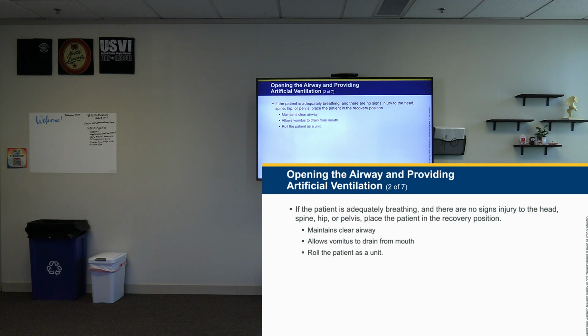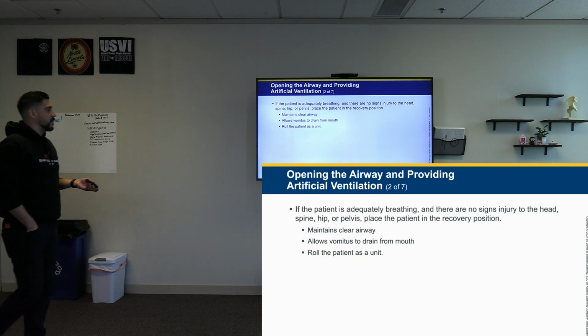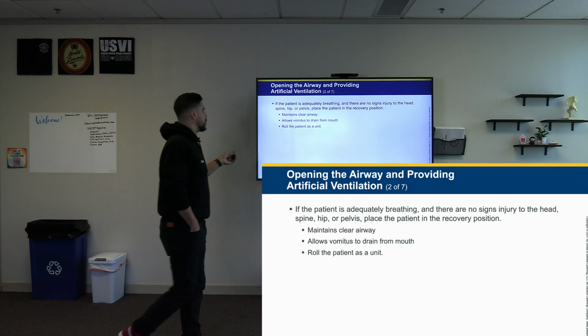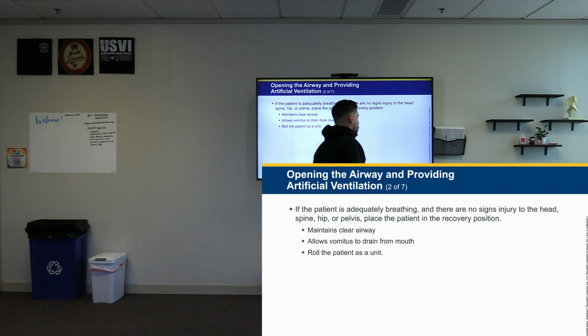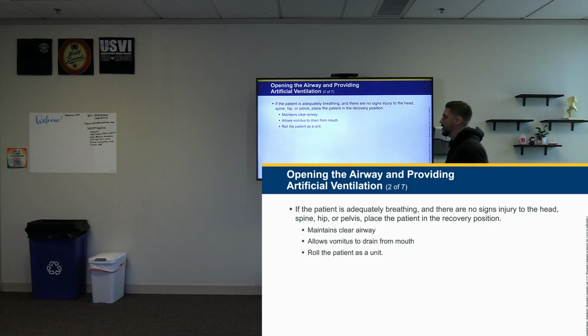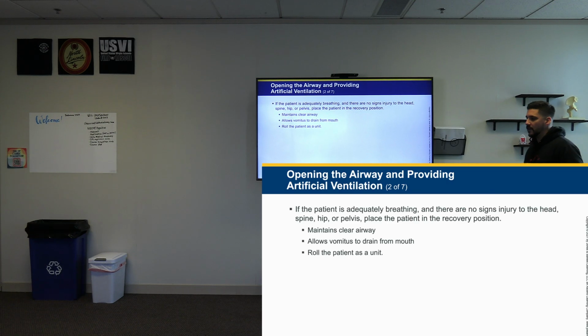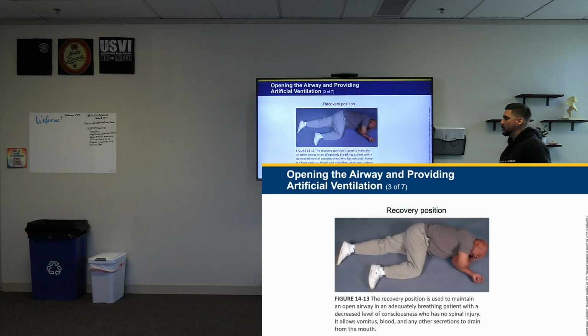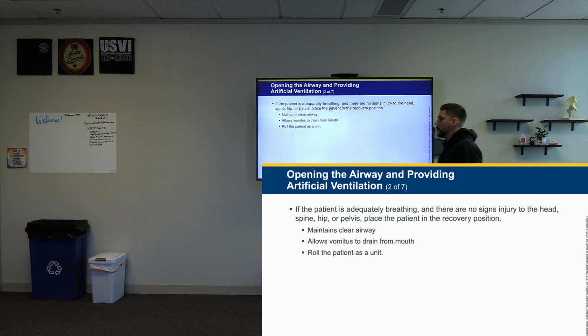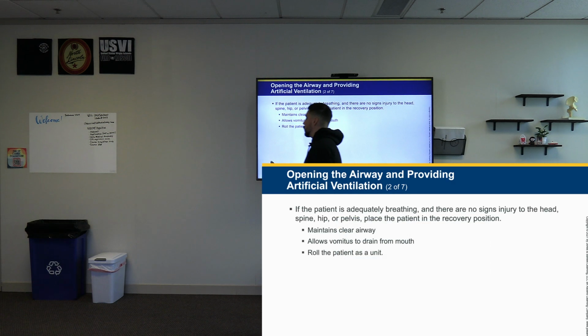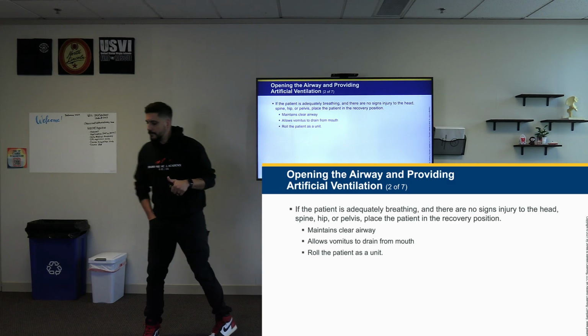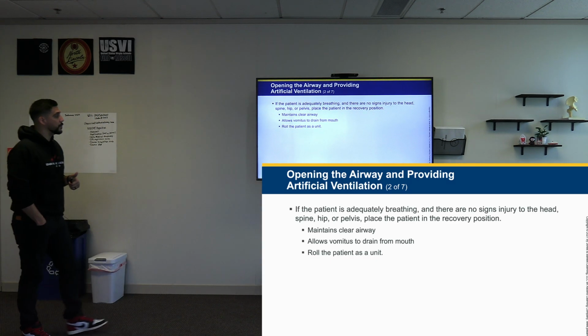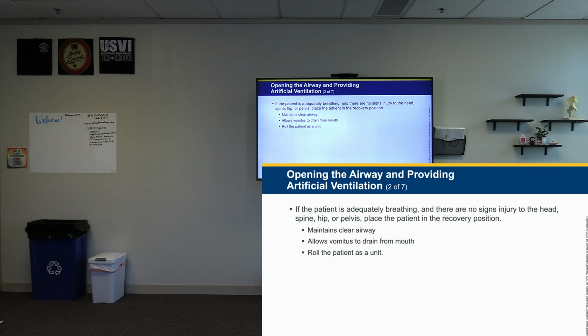Okay. Now, if the patient is adequately breathing and there are no signs of injury to the head, spine, hips, or pelvis, place them in the recovery position. That is going to be on the left lateral side, okay, which I believe there's an image of it here. Yes, left lateral side. This does a few favors for us. First and foremost, it maintains a clear airway. If you've ever been around somebody who's been intoxicated on alcohol and you know they're probably going to vomit, you lay them on their side. If this person is going to puke, they're going to puke, but they're not going to be choking on it, okay?